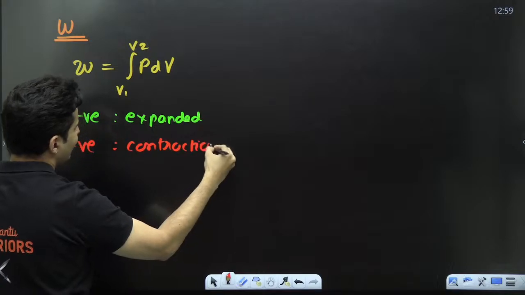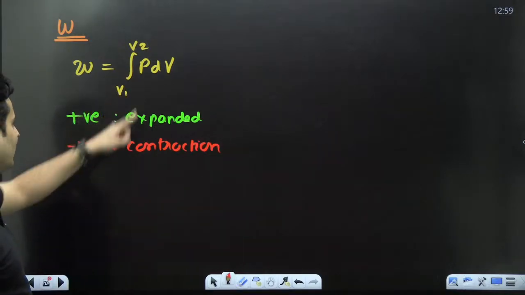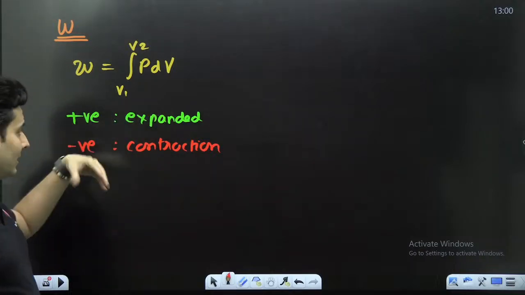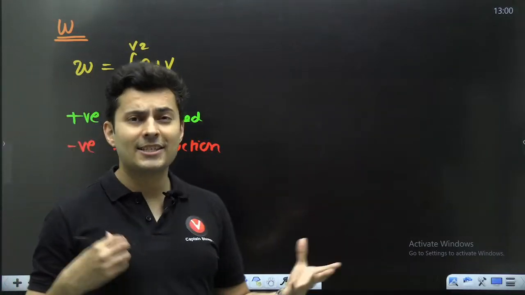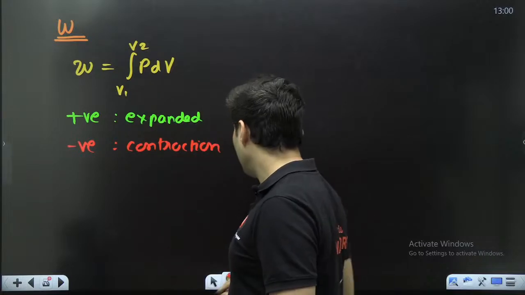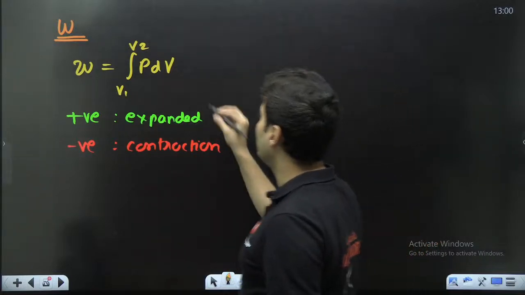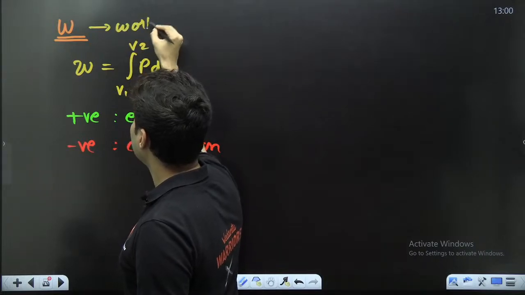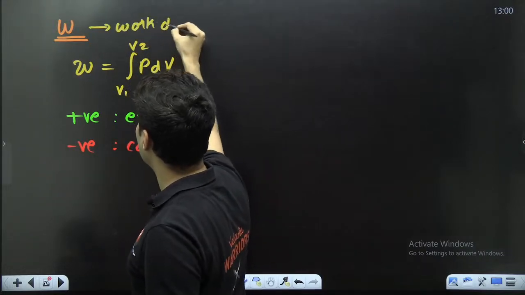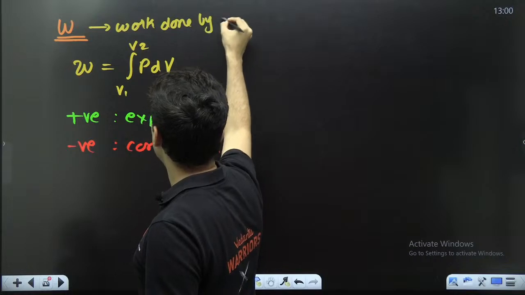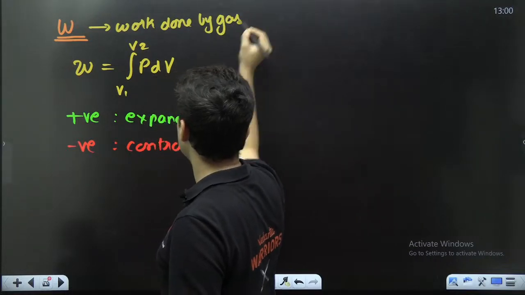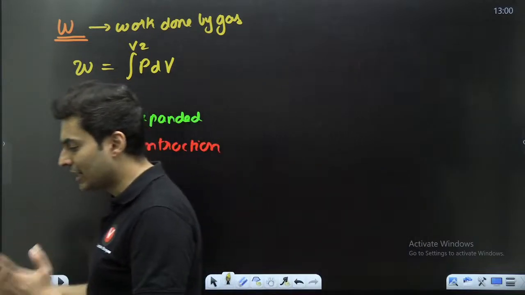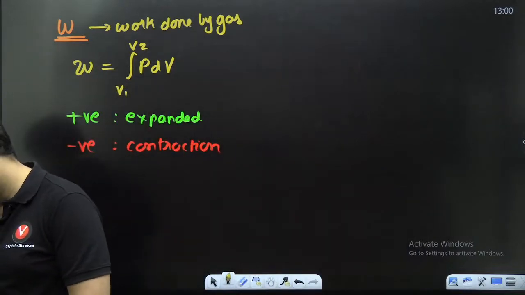In chemistry, it is exactly opposite. There is a minus sign here. If it is positive, that means it has contracted, and negative means it has expanded. So it is exactly opposite, because when we define work here, it is the work done by the gas. It is the work not by the system, it is work done by the gas on the surroundings. So that's the reason why the sign convention is different.